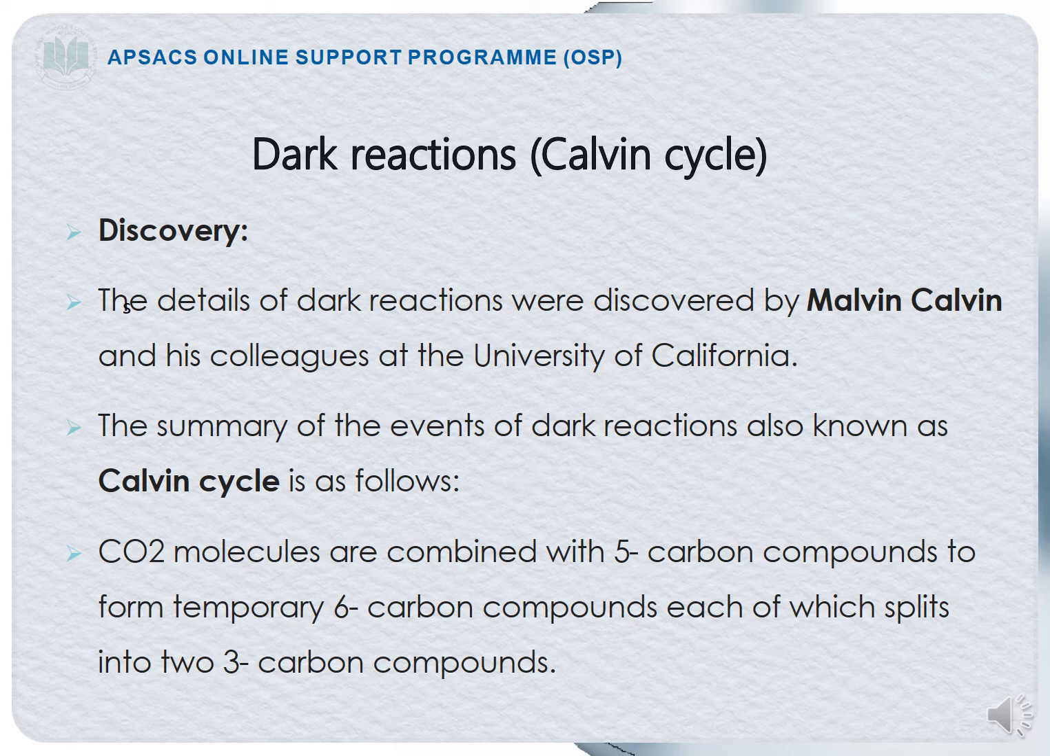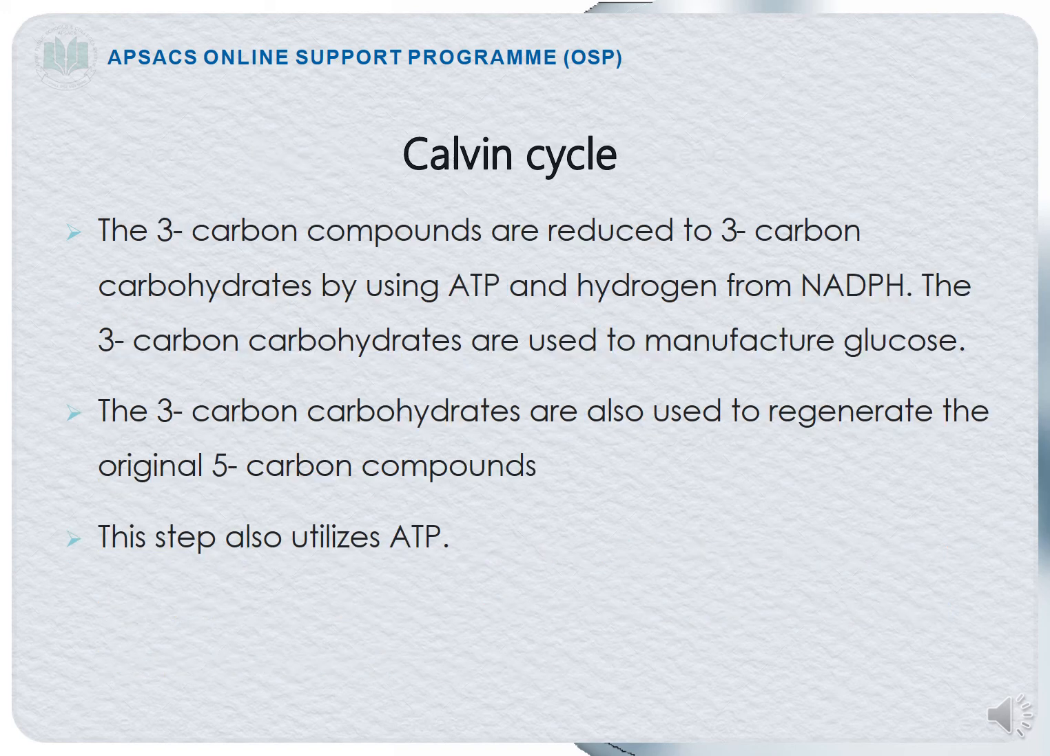Why temporary? Because it splits into 2, forming two 3-carbon compounds. As it was a 6-carbon compound, when it is split, one 3-carbon compound and another 3-carbon compound are formed. Now one 3-carbon compound helps to manufacture the glucose. How does it help in the manufacturing of the glucose?